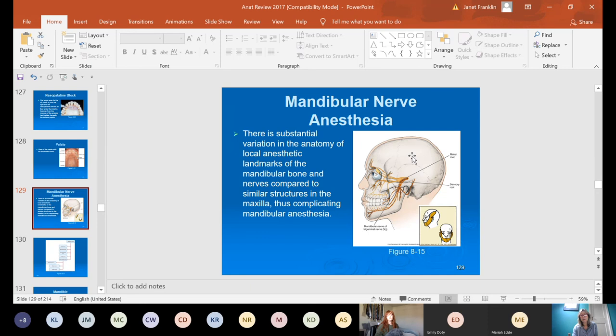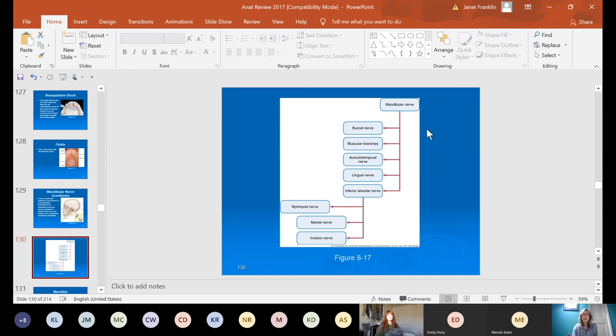This is kind of a division or a tree that shows you all the different nerves that come off the mandibular nerve. So the mandibular nerve has all these branches coming off of it. The inferior alveolar is the big one. This is the one that innervates the nerves of your teeth. The lingual nerve also innervates the tissue on the lingual side of your tissue.